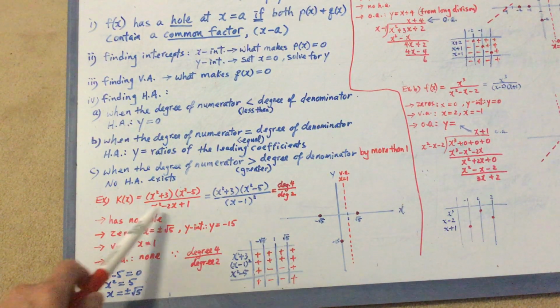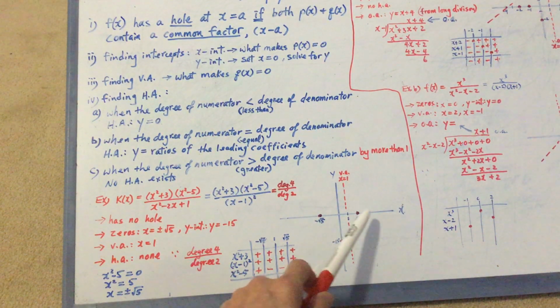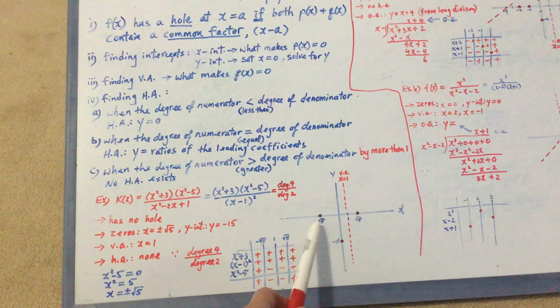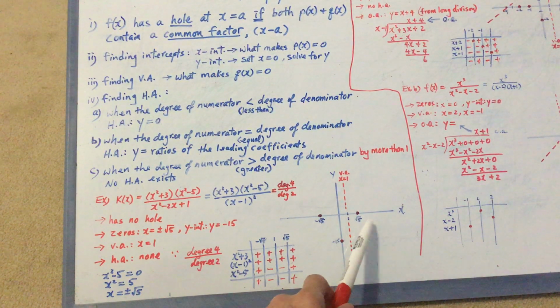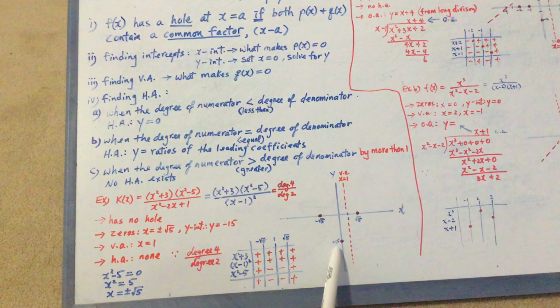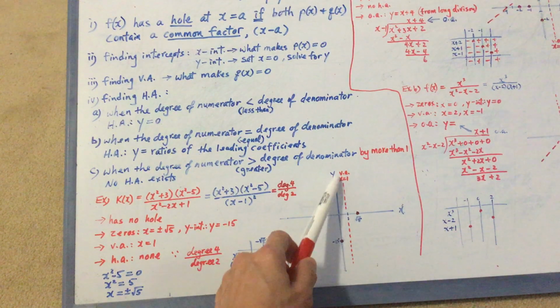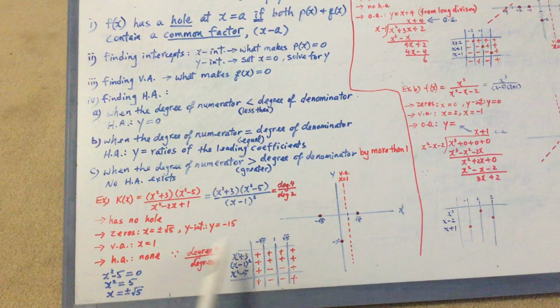And when you look at all this information, if you plot it on your graph, you have a negative root 5 here, a positive root 5 over there, a y-intercept at negative 15, and a vertical asymptote at x equals 1. So you make sure that you have everything on the graph.